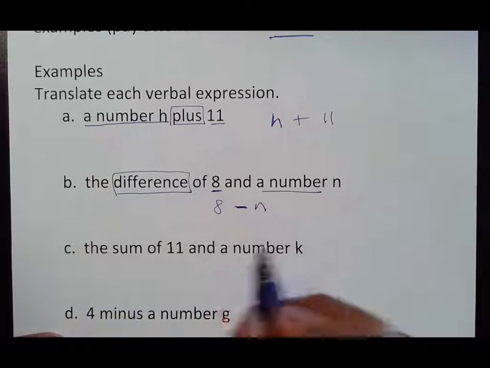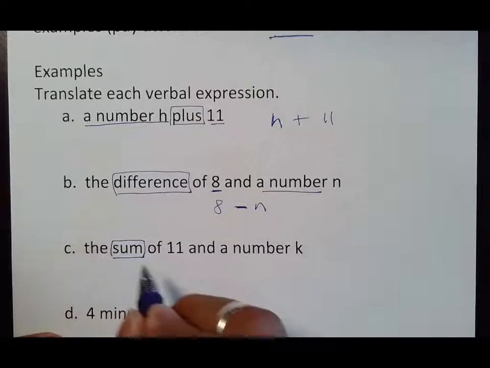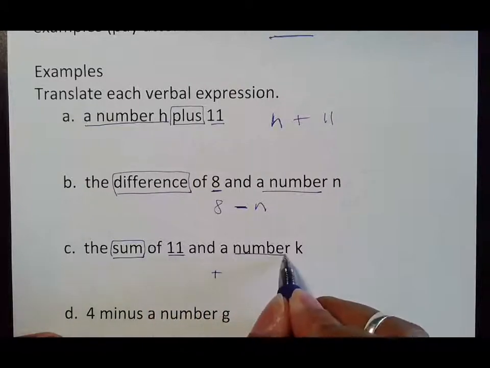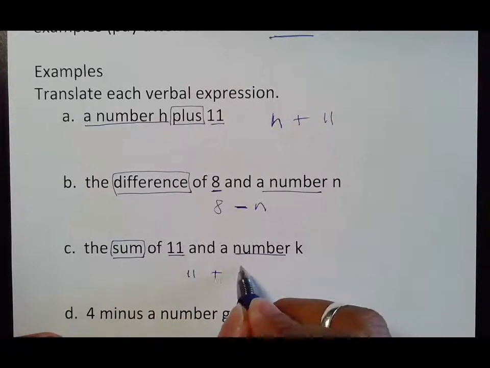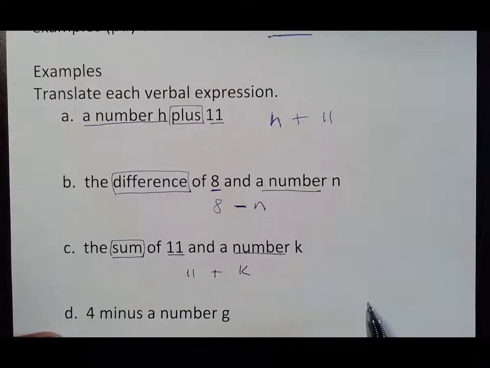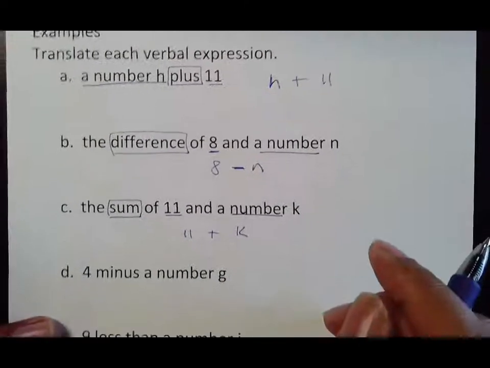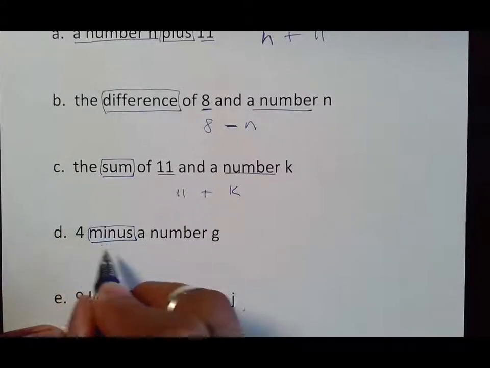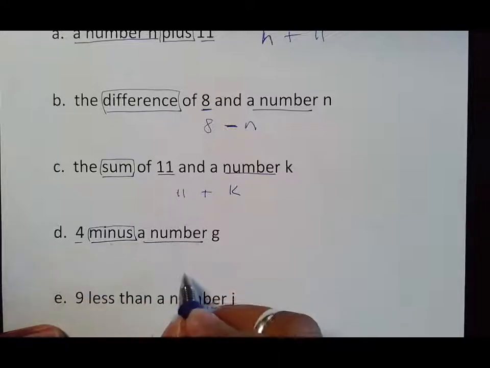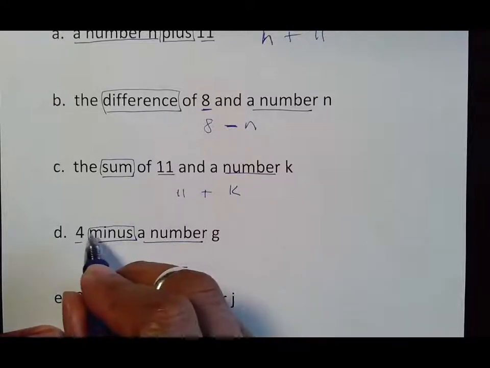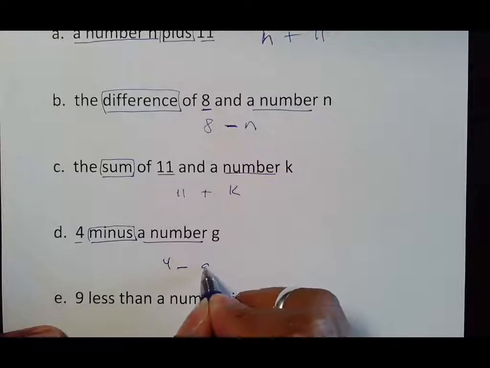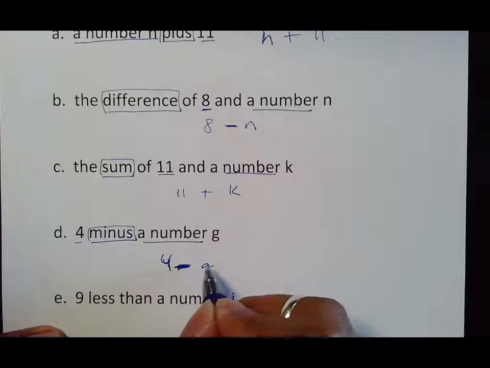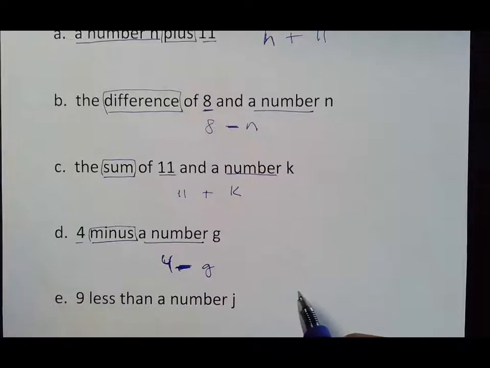The sum of 11 and a number k, so the real hard part is just, again, making sure you know it. Sum means add. So sum of 11 and a number k, which means 11 should go first and k should go second, and that is all. All right. 4 minus a number g, minus being the word, 4 a number g, again, minus meaning subtract. 4 being first goes here, g going second goes there. 4 minus g is your answer there. Again, minus not equal to, but yes, 4 minus g is your answer there.